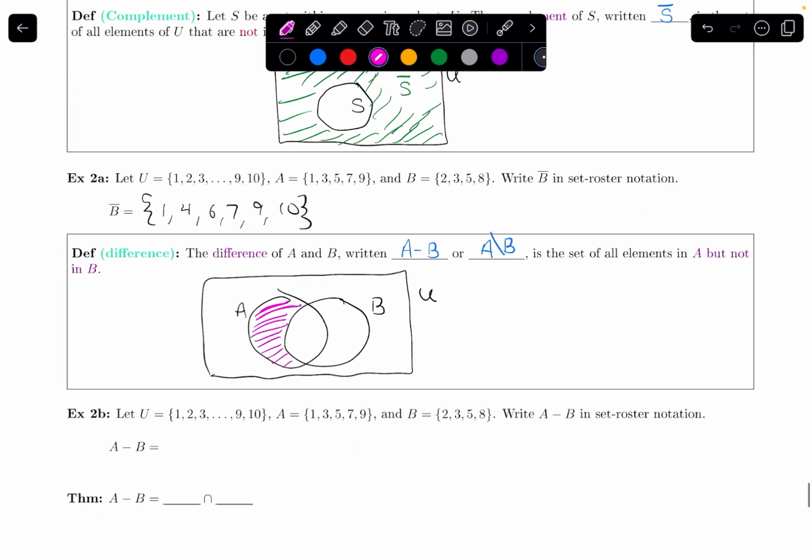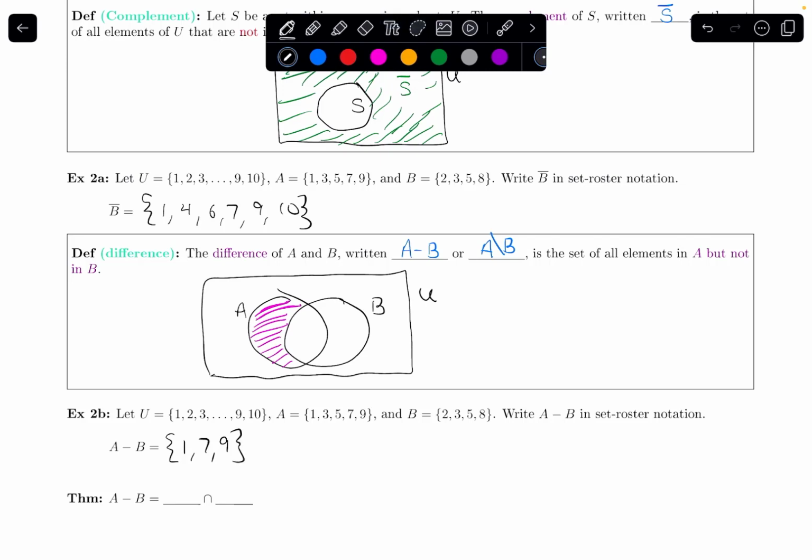All right, so let's use our example. U, A, and B are the same sets we were working with before, but now let's write the difference in set roster notation. A minus B consists of those elements that are in A, but not in B. So 1 would be there, because 1 is in A, but it's not in B at all. 3 and 5 would not, because they are in B. And then 7 and 9 would be, because they are in A, but they're not in B. Awesome. So we got the difference for this example.